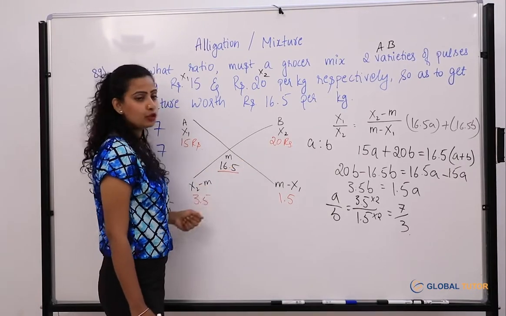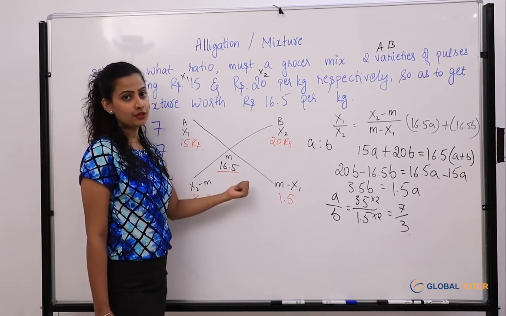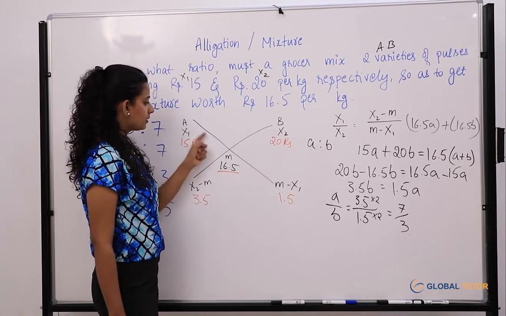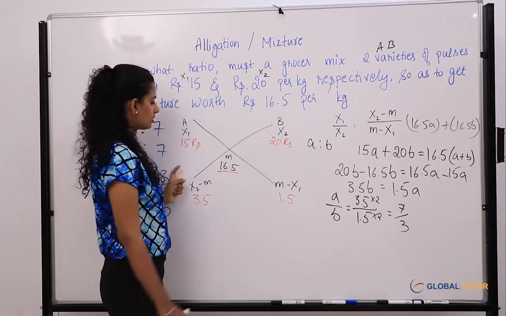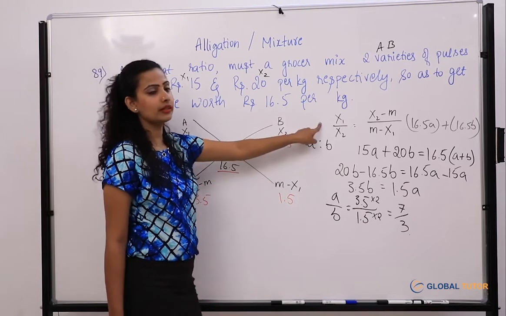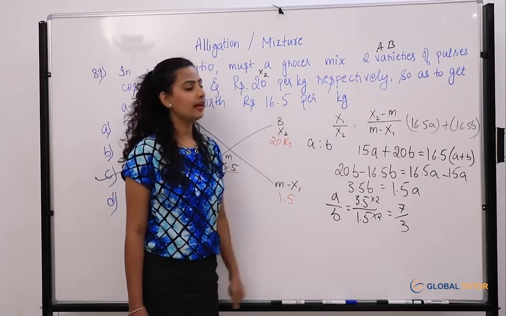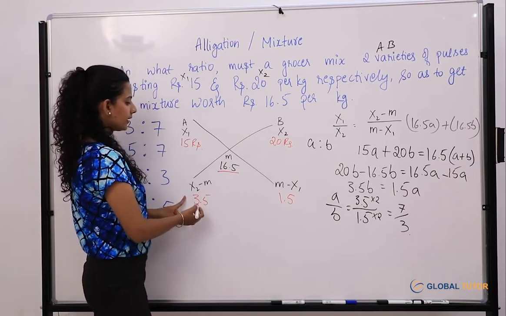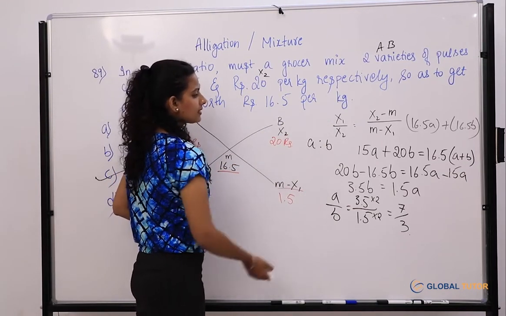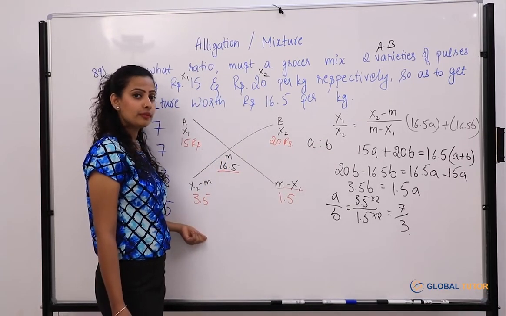Now in what ratio, if you mix these two substances, will you get 16.5 as the average? So if you see here, this is X2 minus M. This will actually inverse. So X2 minus M divided by M minus X1. So that's what we've written here. X1 by X2 is equal to X2 minus M by M minus X1. Here X2 minus M has gone to the numerator and M minus X1 has come to the denominator. So in what ratio these have to be mixed?